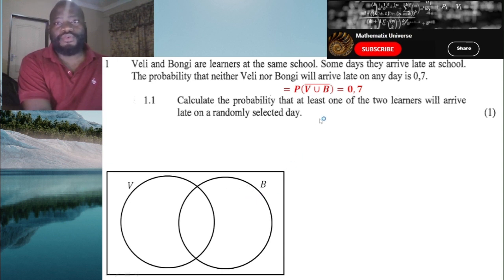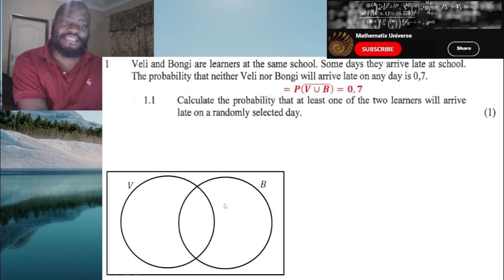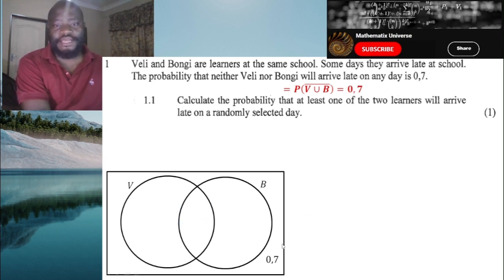We want to know what the inside will be, because the question here wants to know what the inside will be. At least one of them means either Bongi is late or Veli is late, or both of them are late. So we want the numbers that are in here and add them together to give the answer. But even though we don't have enough information yet, we can still find out what the total of these three regions will be, because we know that this one is the one that is the outside number. So the not of the union is outside the circles.